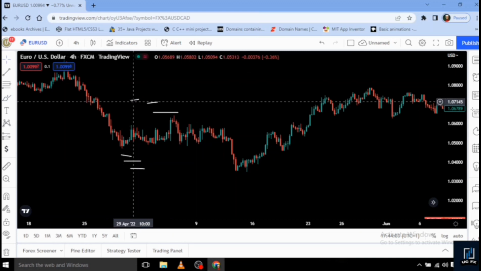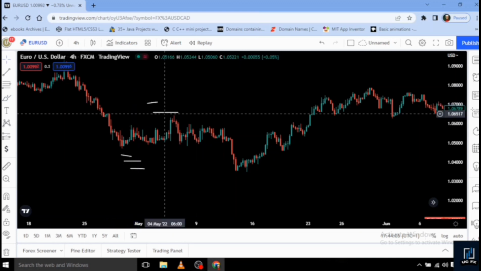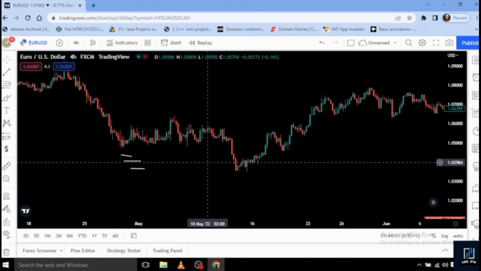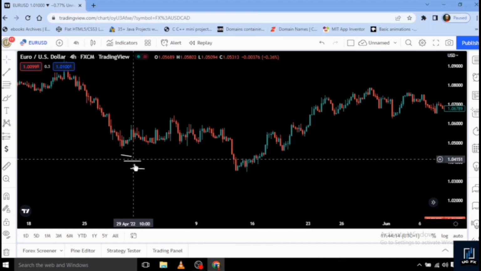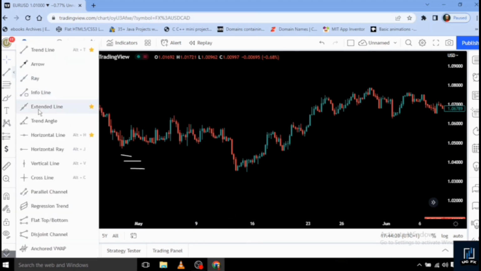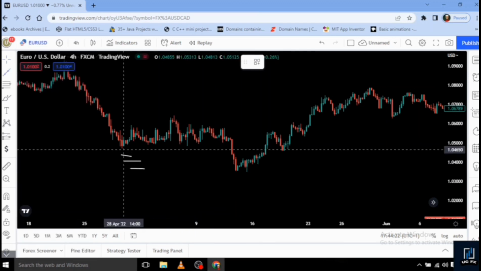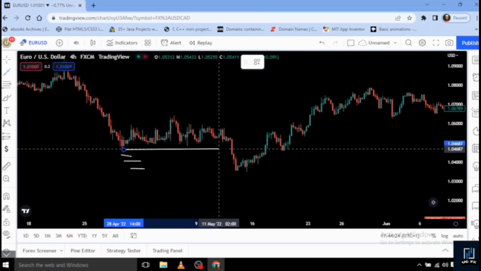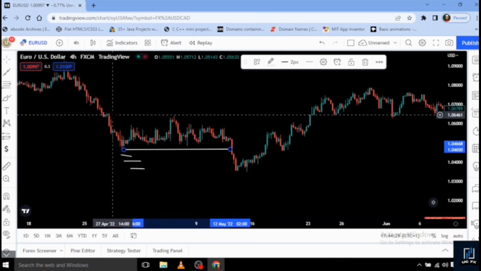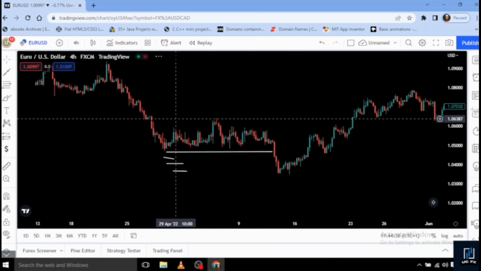So as you can see, price took out the buyers first. Price took out the stop loss of those that actually bought in this area. So let's mark it out as our sell side liquidity here. This is the lows of the range, and then this is the high of the range.